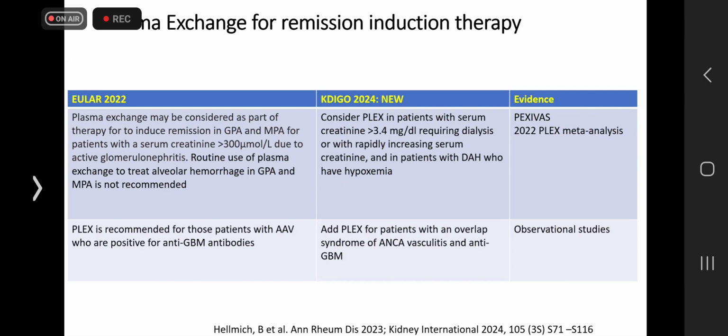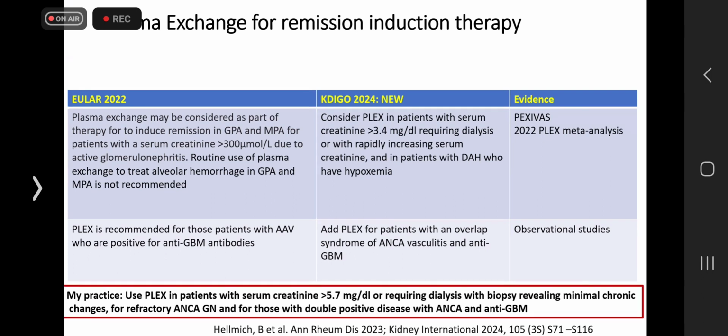The other recommendation pertaining to PLEX is both EULAR 2022 and KDIGO 2024 recommend using PLEX when you have double positive disease with positivity for both ANCA and anti-GBM, and that comes from observational studies.